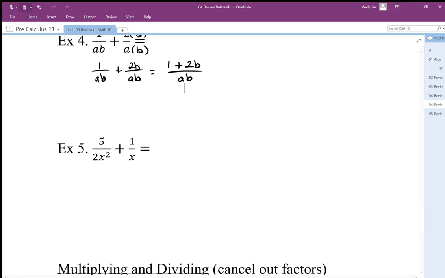And when we're done, please don't do something silly like cancel these out, because these are not factors. Only factors or multiplying pieces cancel out. This plus in the middle here makes it so that this is not allowed. So we cannot cancel out those terms as factors.